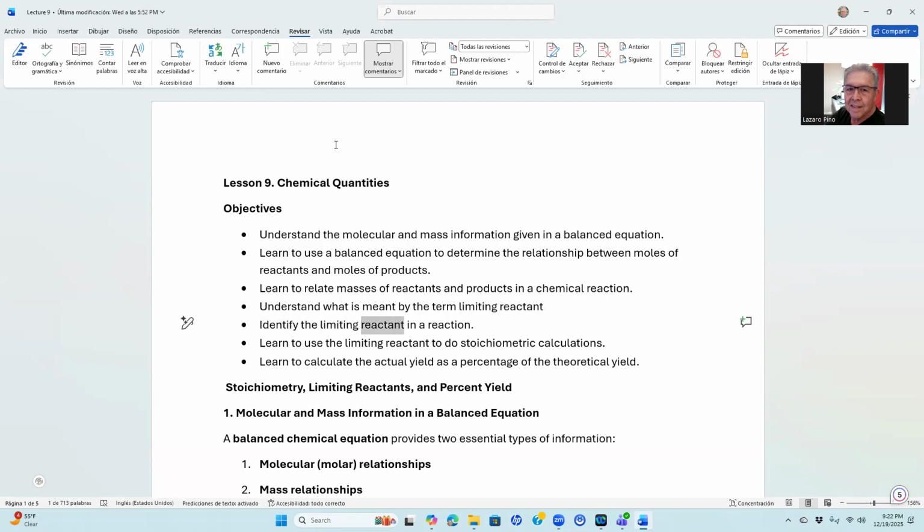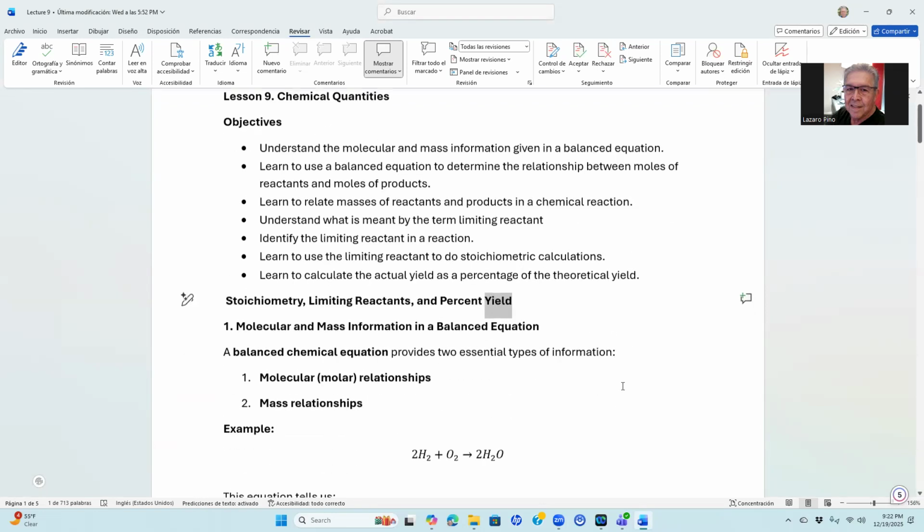Identify the limiting reactant in a reaction. Learn to use the limiting reactant to do stoichiometric calculations. Learn to calculate the actual yield as a percentage of the theoretical yield. Stoichiometry, limiting reactants, and percent yield.